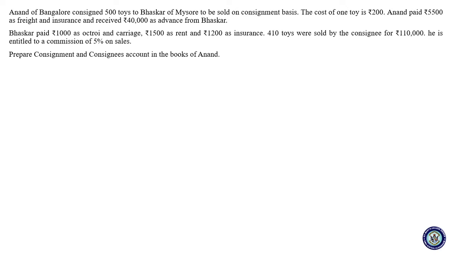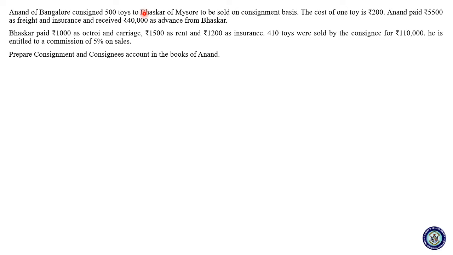The cost of one toy is 200. So 500 into 200, that is the total cost of the goods consigned. Anand paid rupees 5,500 as freight and insurance, which is incurred by the consigner. Now the entire expenses incurred by the consigner are non-recurring. So this 5,500 is non-recurring, and you know what the treatment is.